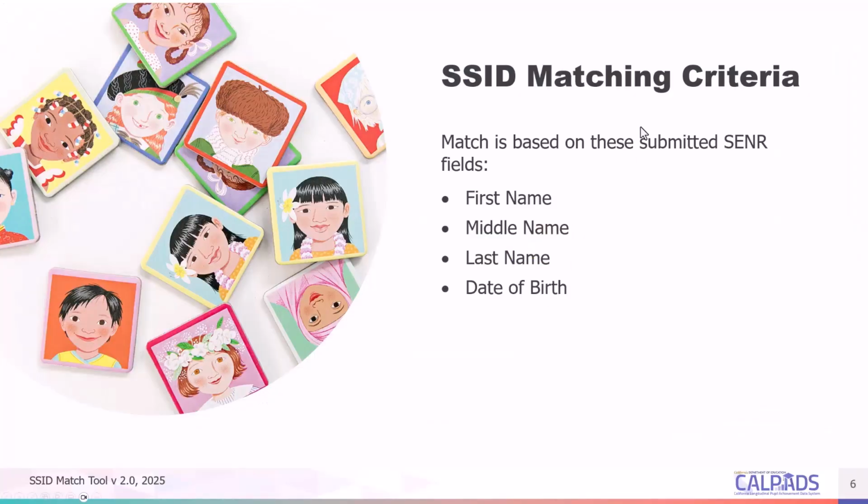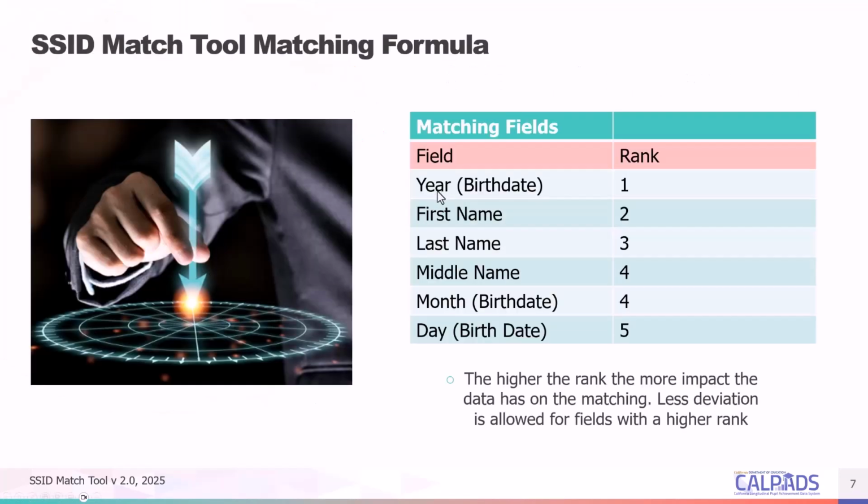All right, let's talk about the matching criteria. It's only the first name, the middle name, the last name, and the date of birth. And these criteria have a weighted value. The greatest significance is placed on the birth year in the birth date column. So the year has to be relatively close to the existing record to be identified as a match. The first name has the second priority, or the second highest weight or rank. The first name has to be closer, less deviation. Then the last name, then the middle name, right?